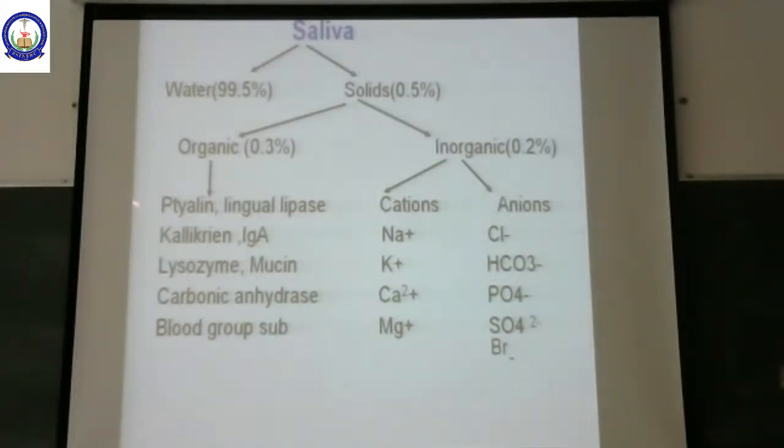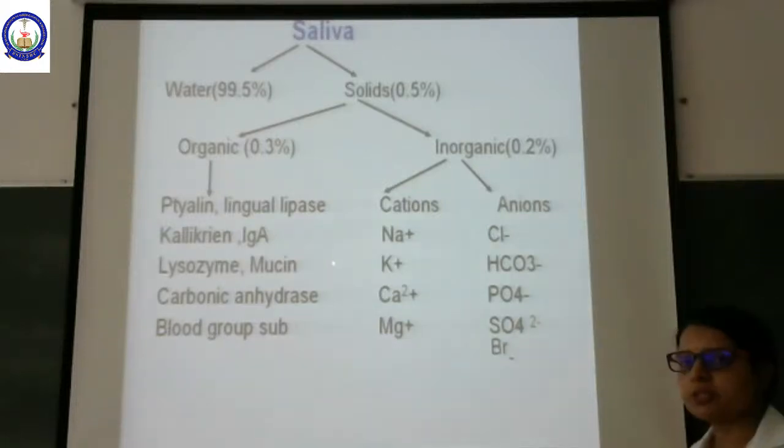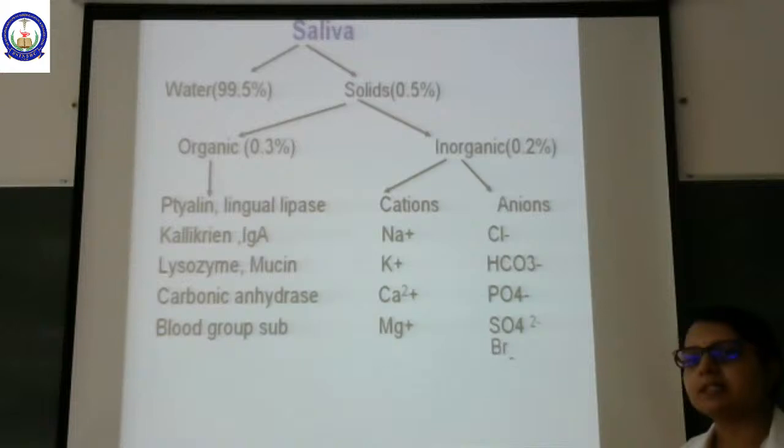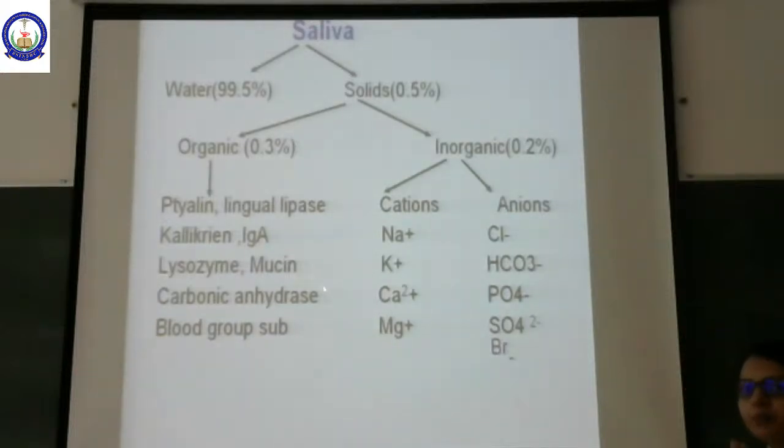Then kallikrein. This is one more important organic substance present in the salivary juice. IgA is nothing but immunoglobulin A. It is a type of antibody which is present abundantly in all the secretions of the body. Since salivary juice is a secretion, IgA is also present in salivary juice. Lysozyme is an important hydrolytic enzyme, which is protective in function. Mucin is very important for lubricating the food.